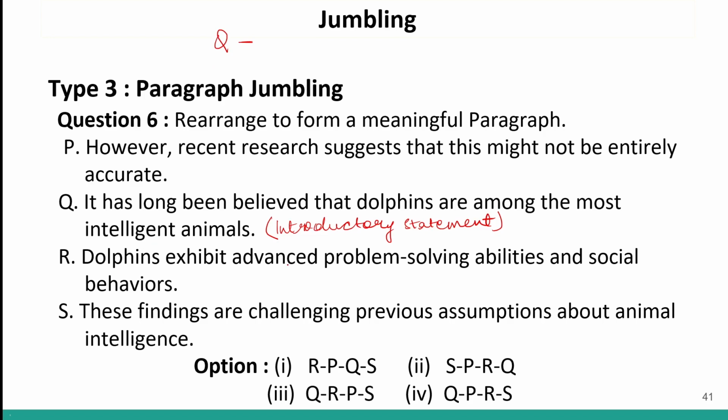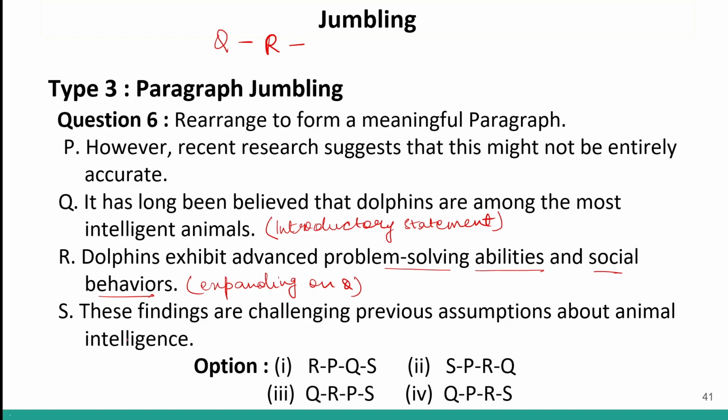Then R says dolphins exhibit advanced problem solving ability and social behaviors. So over here I am expanding on Q, because in Q I said that dolphins are intelligent. How? Because they have problem solving abilities and advanced social behaviors. So R is expanding on Q.